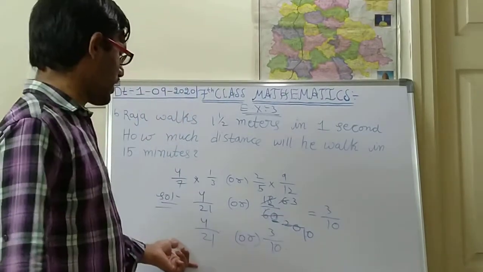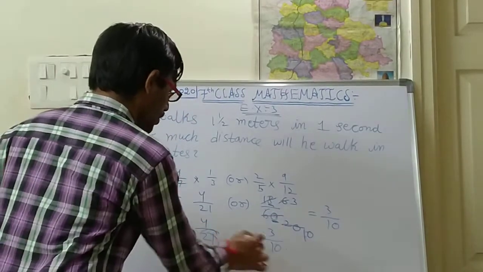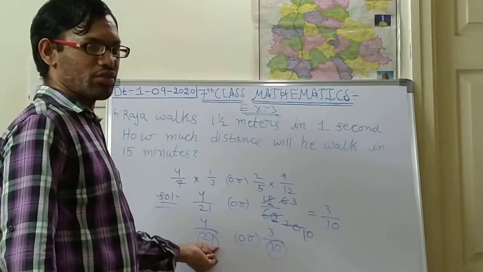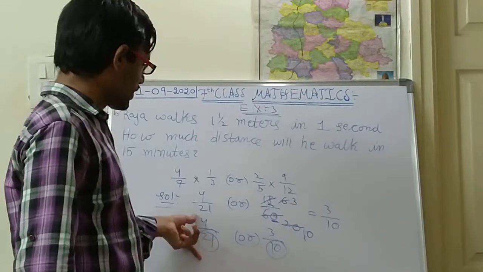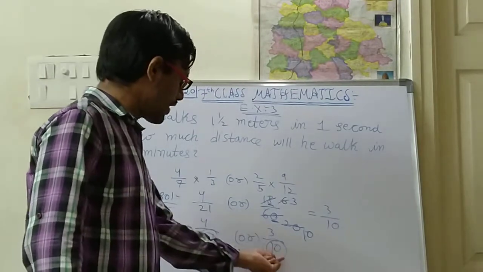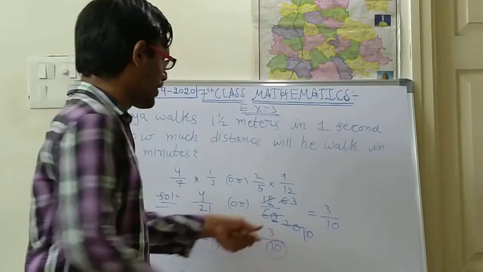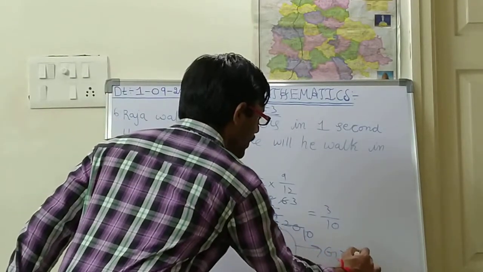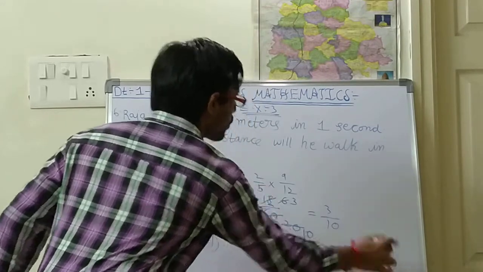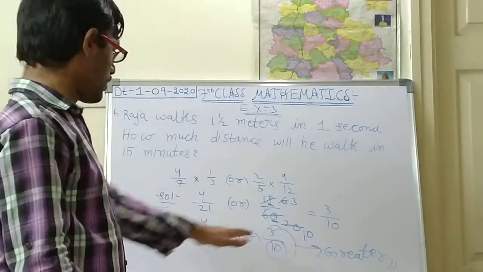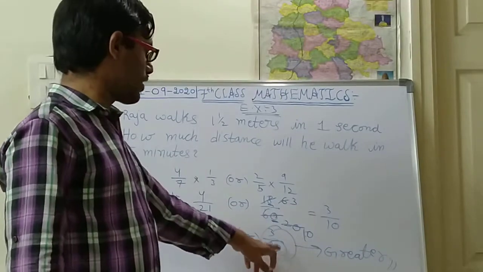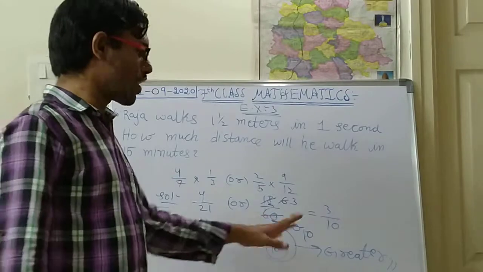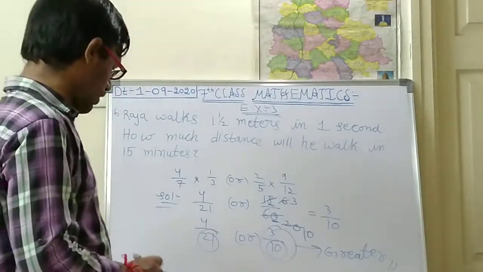Which is greater, children? Check the denominator. 21 is the greater denominator, so that means 4 by 21 is the smaller number, and 3 by 10 is greater. So 3 by 10 is greater in this problem. I think you have understood this. If you got 3 by 10, well and good. If you wrote something else, you can cross-check again.